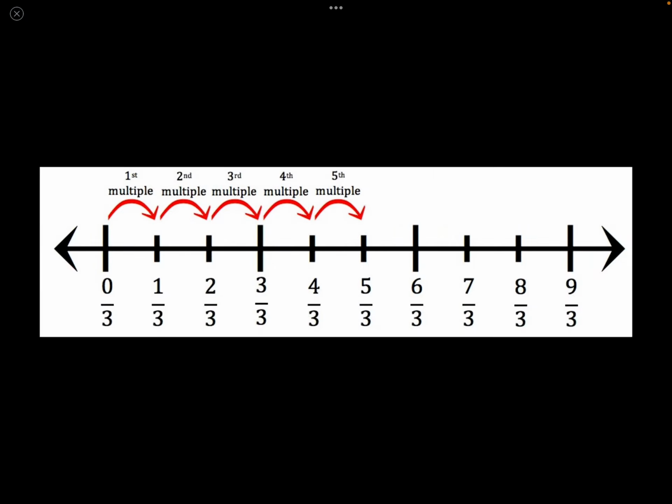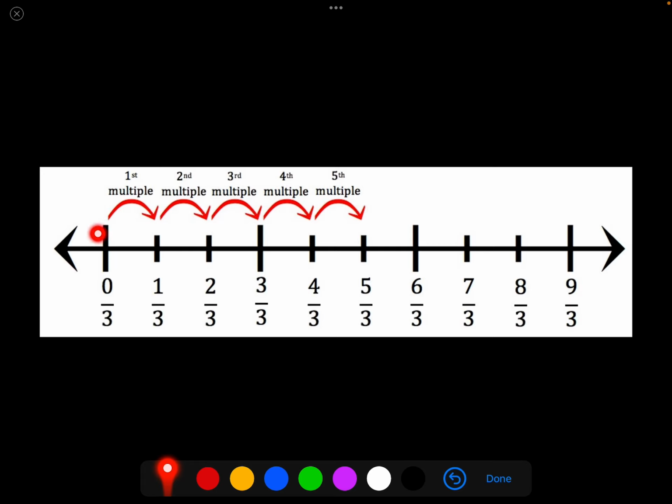And we can represent those on the number line as well. So our 1 jumped to 1/3, 2/3, 3/3, 4/3, 5/3. So the fifth multiple of any fraction is going to be 5. The second multiple of any fraction is going to be 2. So that's one thing to think as you're going through these fractions in this lesson.